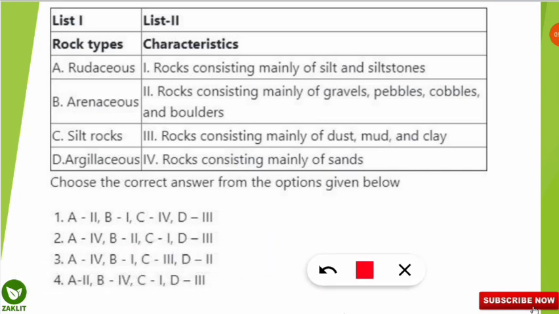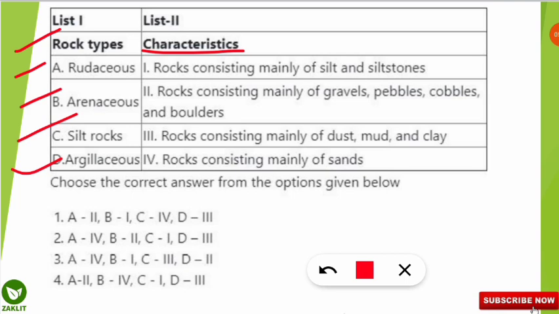First of all, on the left hand side the rock types are given: rudaceous, arenaceous, silt rocks and argillaceous rocks. The characteristics are given on the right hand side, that is list 2. We have to match the correct characteristics with the rock types. First you should know that there are certain things already given in the question in match the following. You can analyze that.